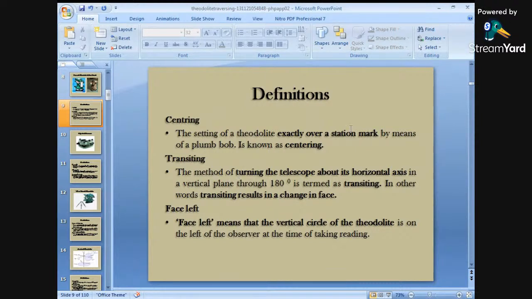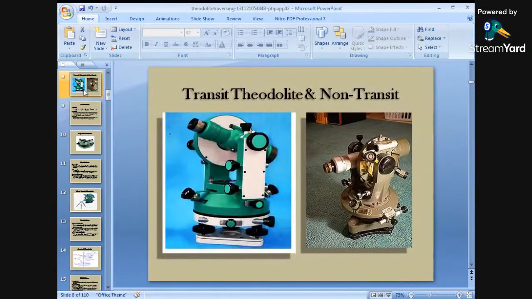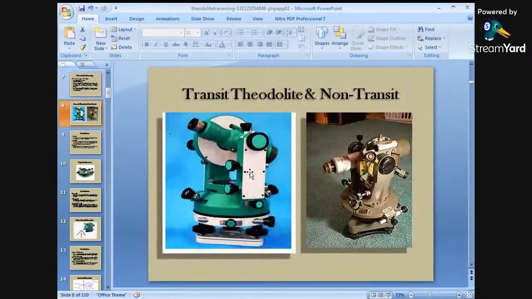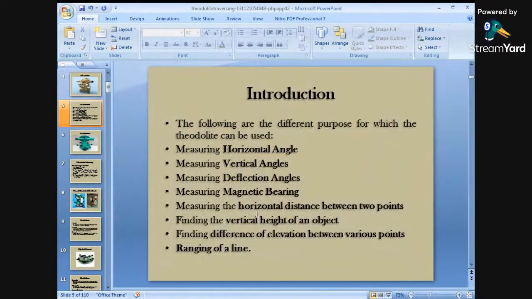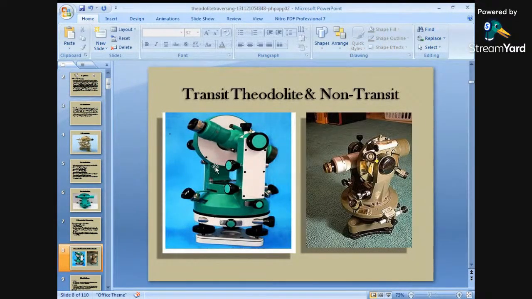Then there is face left and face right position. As you can see in this picture, a vertical circle is provided on the left hand side of the telescope. So this position is called your face left position. If you are taking your observation with the help of your telescope and the vertical circle is on the left hand side, then it is called face left position. And if the vertical circle is on the right hand side, then it is called your face right position.